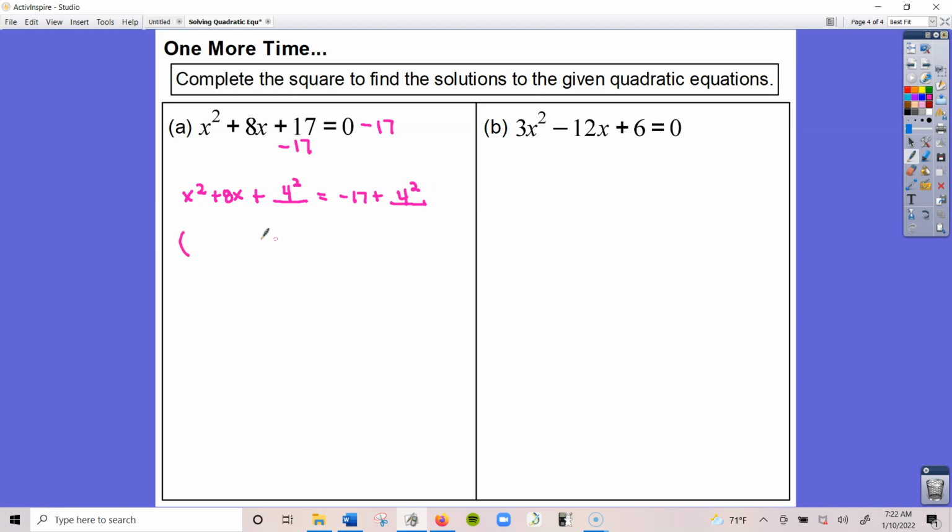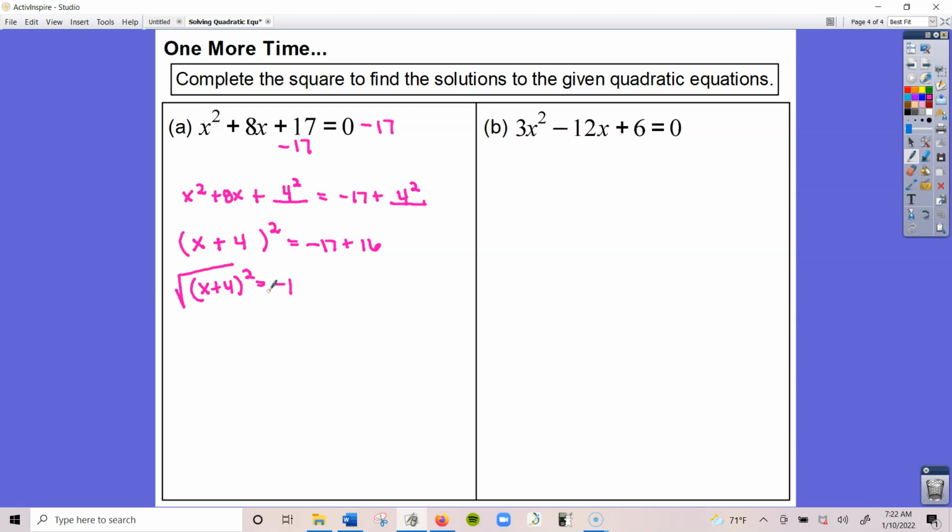Now I'm going to write out my factors. Copy the x, copy that first sign, copy the number. Squared is going to equal negative 17 plus 16. This gives me x plus 4 squared equals negative 1.